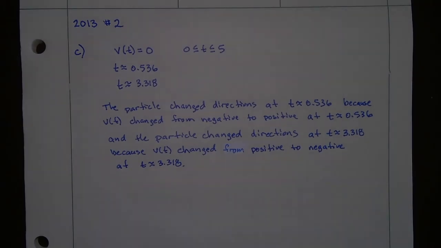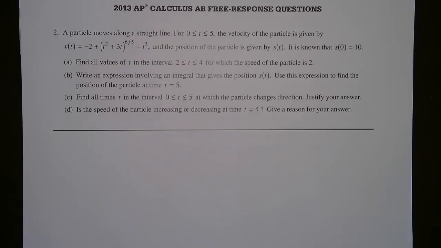All right, let's go to part D. So for part D, they're asking, is the speed of the particle increasing or decreasing at time t equals 4? This is asking, in essence, is it speeding up or is it slowing down? Because speed increasing would be speeding up, and speed decreasing would be slowing down.